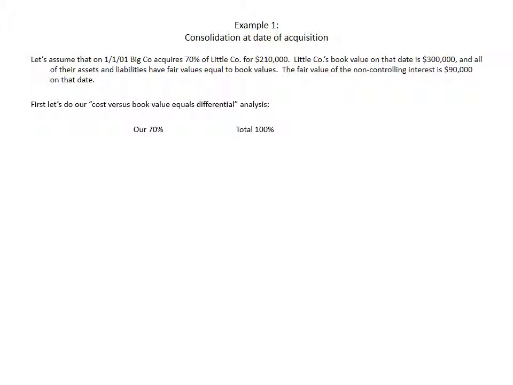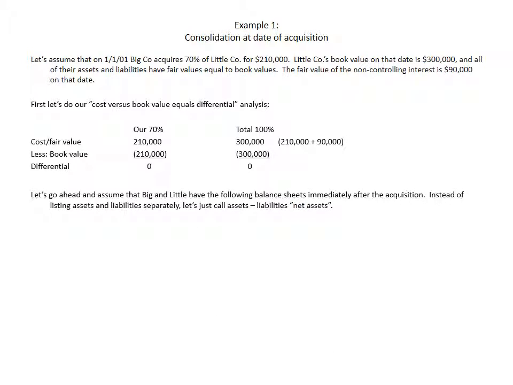Okay, first we have to do our cost versus book value equals differential analysis. And here we're going to need both a column representing our share, our 70% of Little, as well as a column accounting for 100% of Little Company. So first we have the cost, slash fair value. Our cost was $210,000. The total value, our share is worth $210,000. The non-controlling interest is worth $90,000. So the total value is $300,000. The book value, again, that was given as $300,000. That's the total. Our share of that is $210,000. So there's no differential.